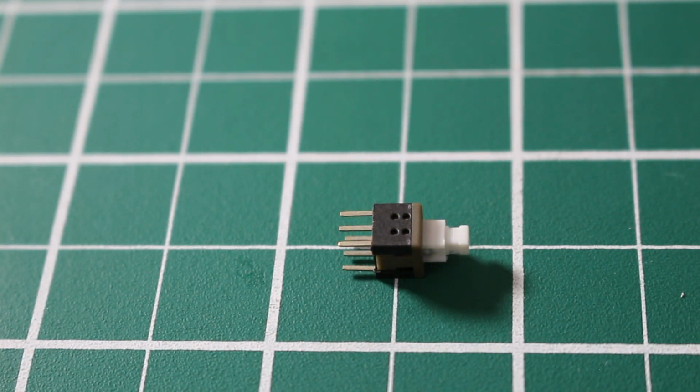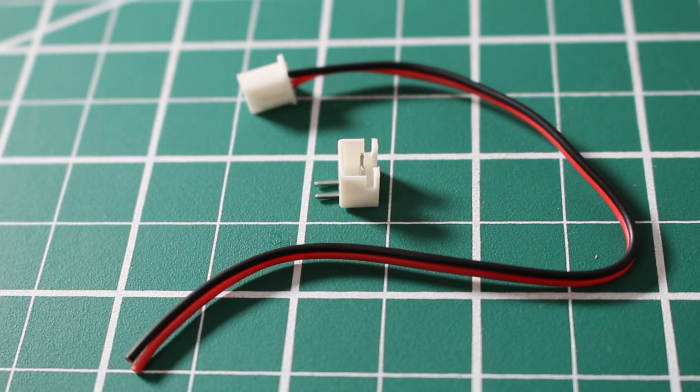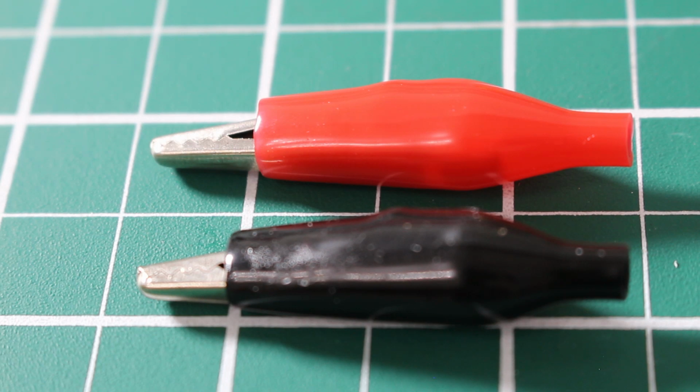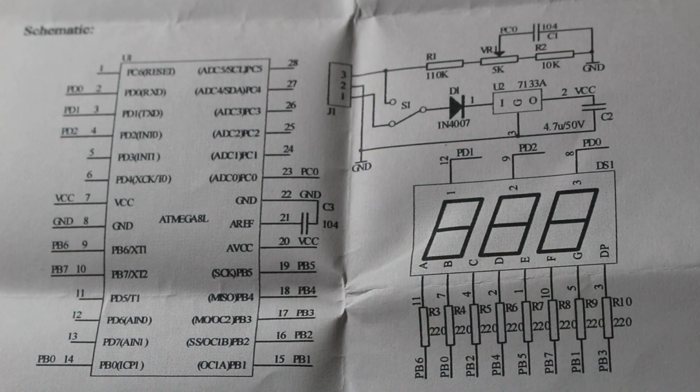Here we have a small on and off switch. This component here is our diode. In the middle, we have another socket where we'll be able to connect these two wires easily to our PCB. These here are two alligator clips. The golden looking pieces are just components used to hold up your PCB, and to lock it down, you would use the nuts underneath. Before we begin, here is a look at the schematic of what we're going to be building today.